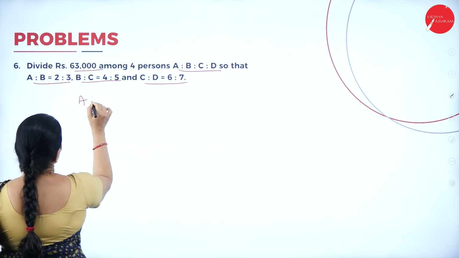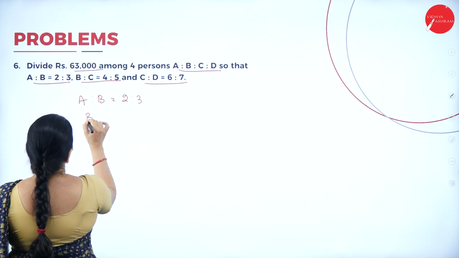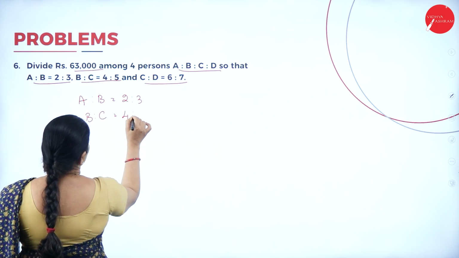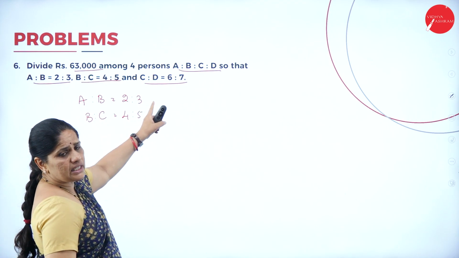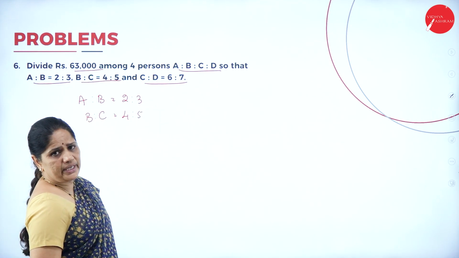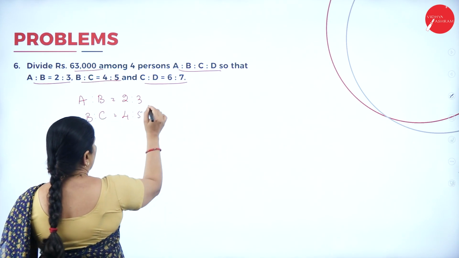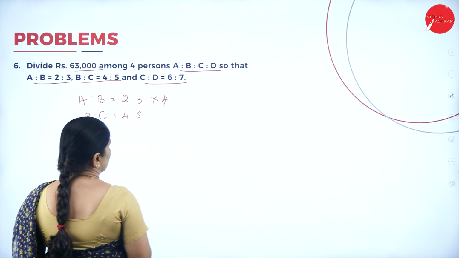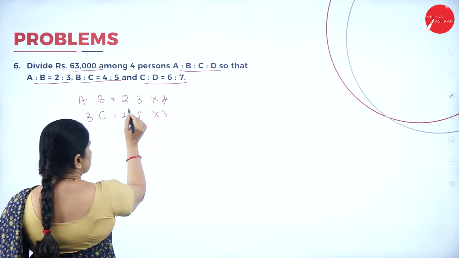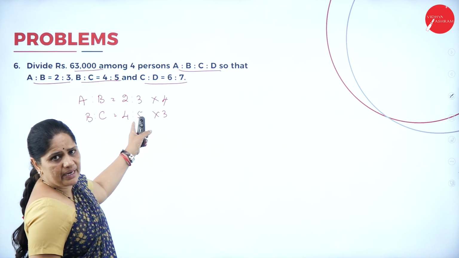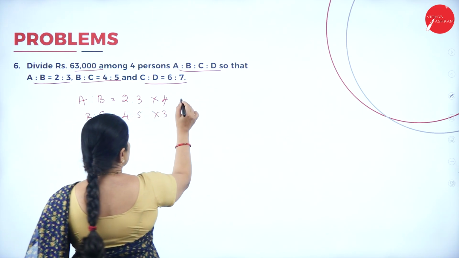Now, we are given that A is to B equals 2:3 and B is to C equals 4:5. Now, here the ratio of B is 3 and here the ratio of B is 4. Now, how do we equate this B here? I will multiply this first ratio by 4 and the second ratio by 3. So, what is the answer I am getting?